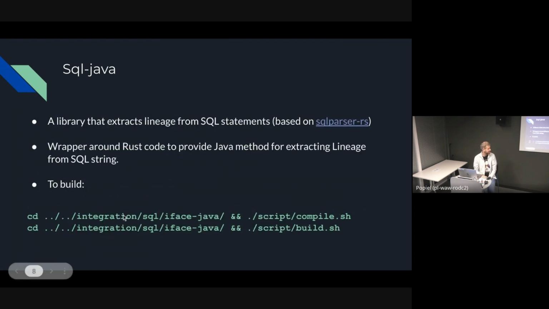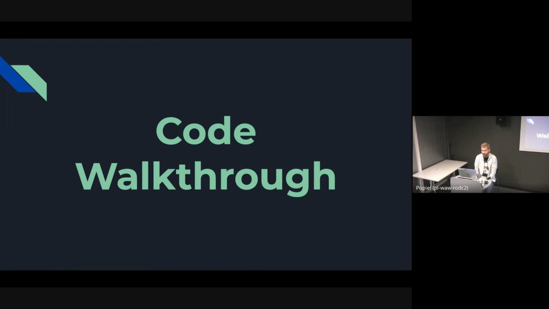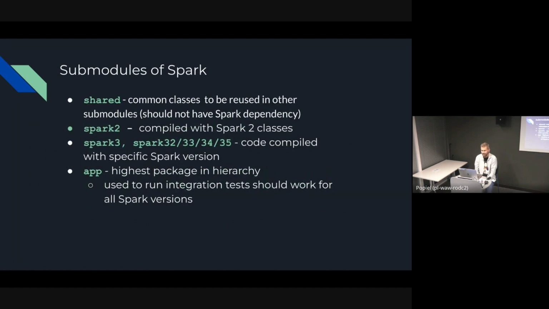Yeah, and why is it so important? Because you need to build it first to build OpenLineage Spark. Code walkthrough, still 20 minutes to be here. If you have any question, just don't hesitate to interrupt me. But this is something interesting.